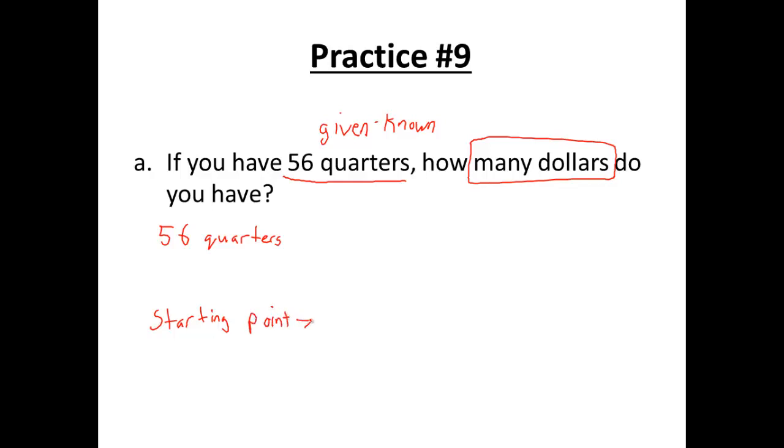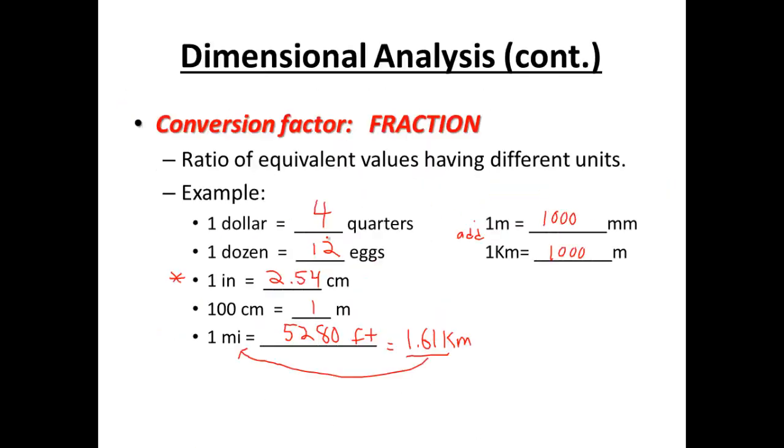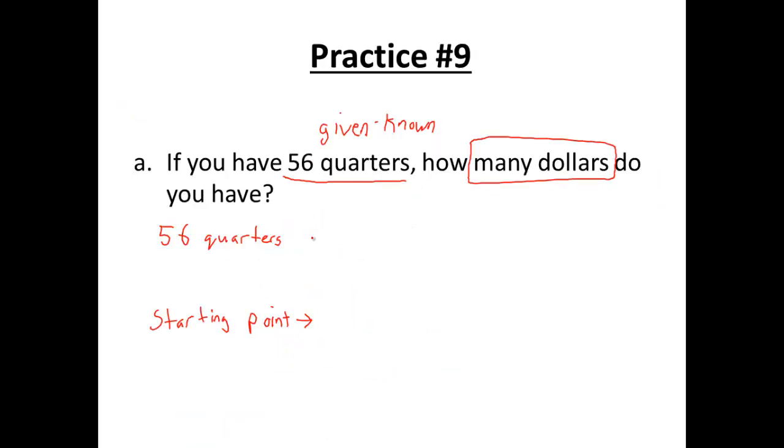And what we're trying to get to is to go from quarters to dollars. Our conversion, quarters to dollars, $1 equals 4 quarters. So we want to set that up. $1 equals 4 quarters. So quarters can cancel quarters. Numbers on top are multiplied, 56 times 1. And if we divide that by 4, in the end, we get about $14.